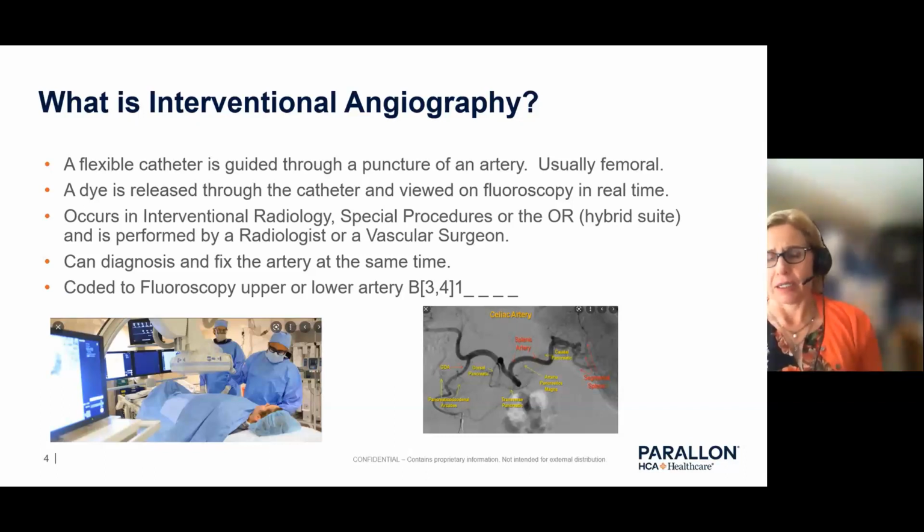Some facilities, and you can do these for your upper artery or lower artery. If they're just doing the fluoroscopy, you're going to code it to the fluoroscopy or the radiology exam. So I'll start with B, the 3 is the upper artery, the 4 is the lower, and then the 1 is your fluoroscopy.